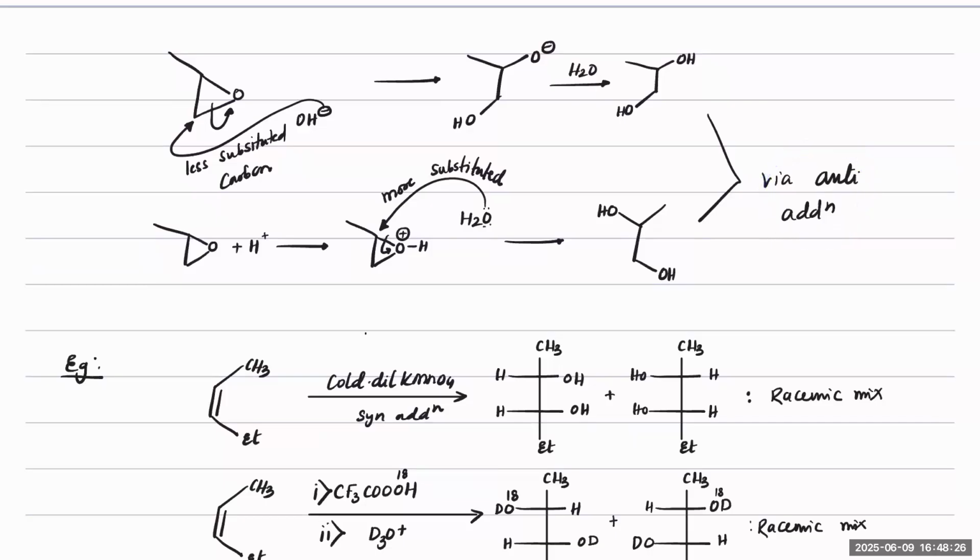In acidic medium also, you will notice that first lone pair will take H plus, and you know that water will always attack on more substituted side. It will attack, this bond will break, again it will attack from the back side. So this OH and this OH were opposite to each other, making again an anti-addition. So therefore, epoxidation, if you use peroxy acid and epoxidation, then the overall addition is anti.